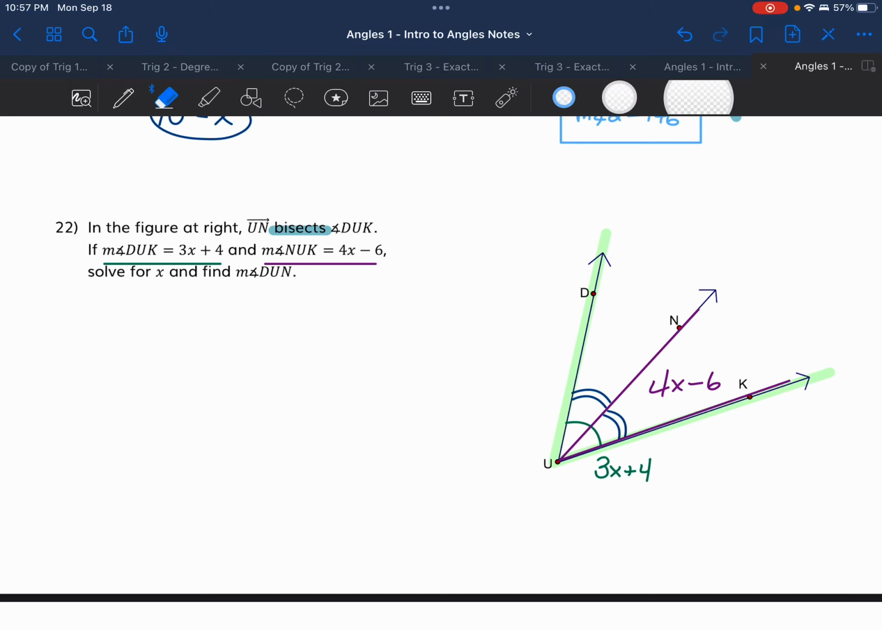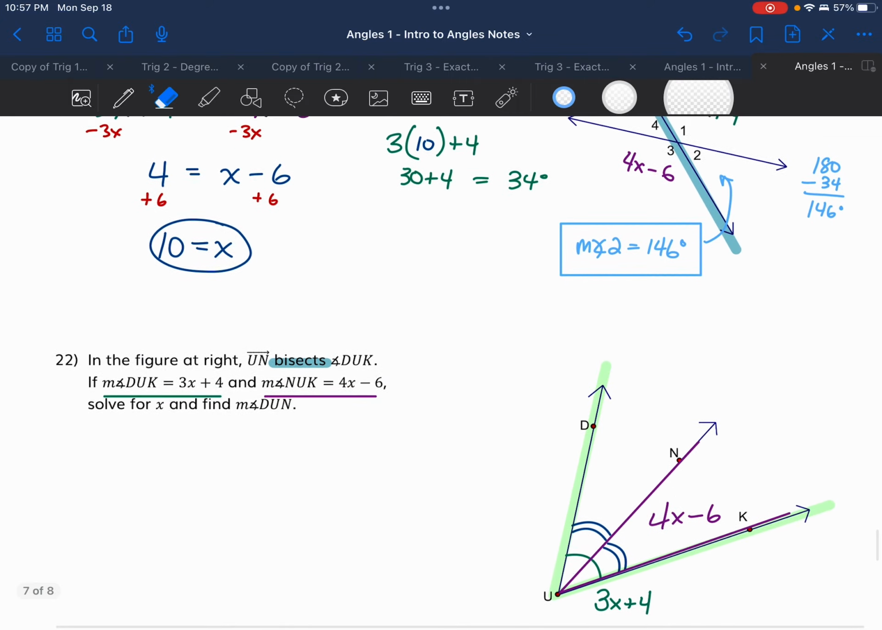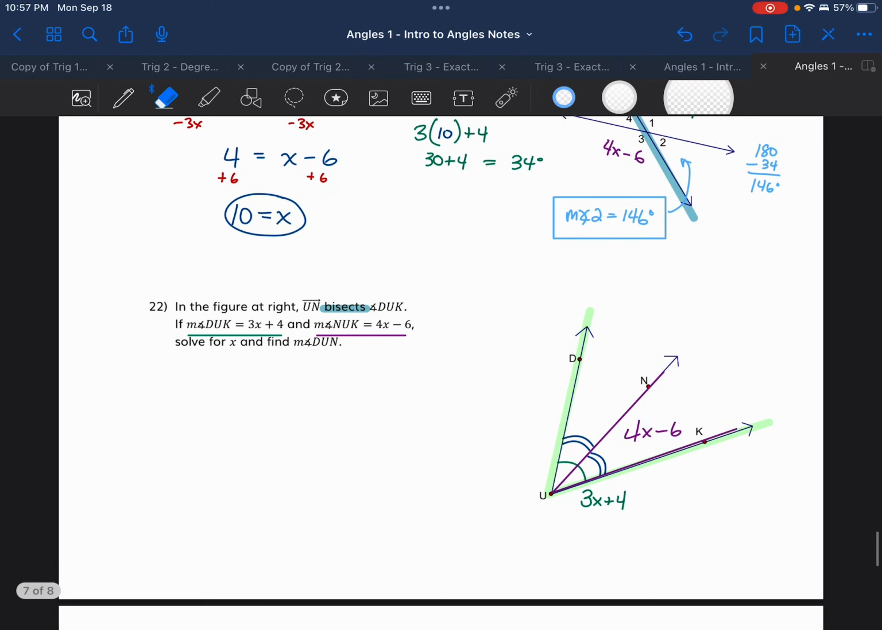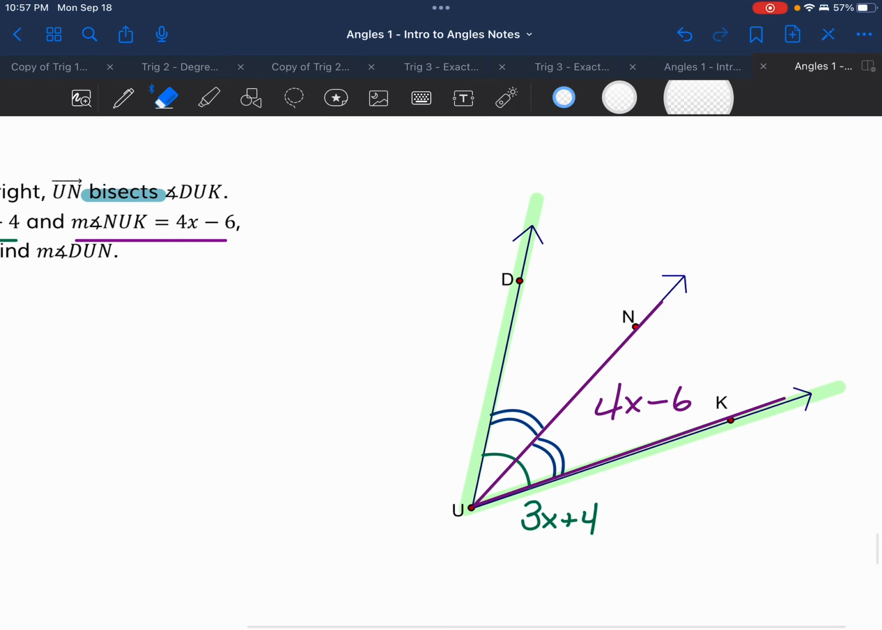Again, as I mentioned when we went through these problems the first time, the most common wrong answer here is to do exactly what we did in question number 21. To say 3x plus 4 equals 4x minus 6, because here's a drawing where we were told based on this bisect idea that two angles had to be the same. Yeah, two angles here are the same. It's the 4x minus 6 and whatever's supposed to be over here.